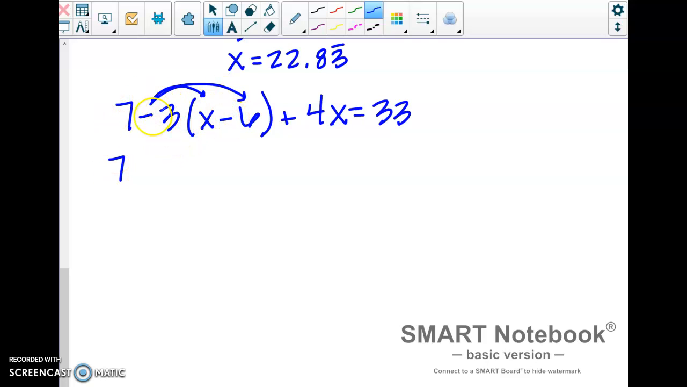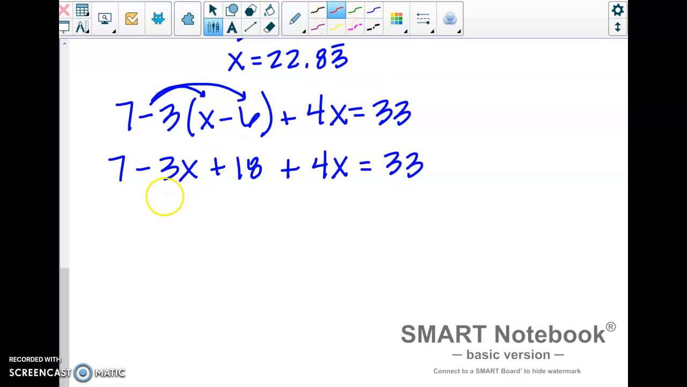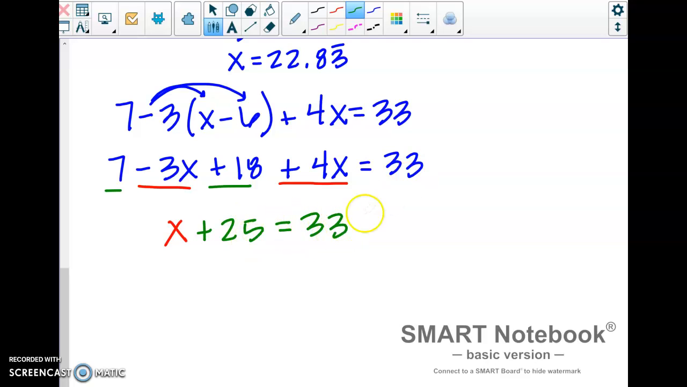So we've got 7 stays, but then negative 3 times x is negative 3x, and then negative 3 times negative 6 is positive 18, and then the plus 4x just stays, equals 33. Then I combine like terms, so I've got negative 3x plus 4x, which is just x, 1x basically, and then I've got 7 plus 18, which is 25. So x plus 25 equals 33.